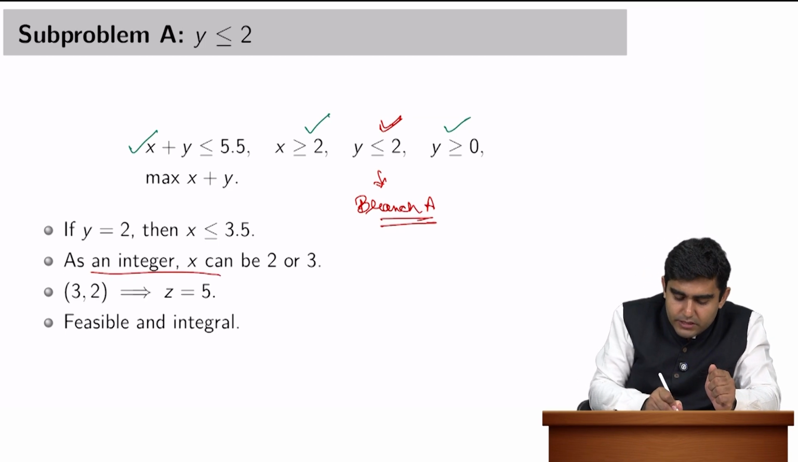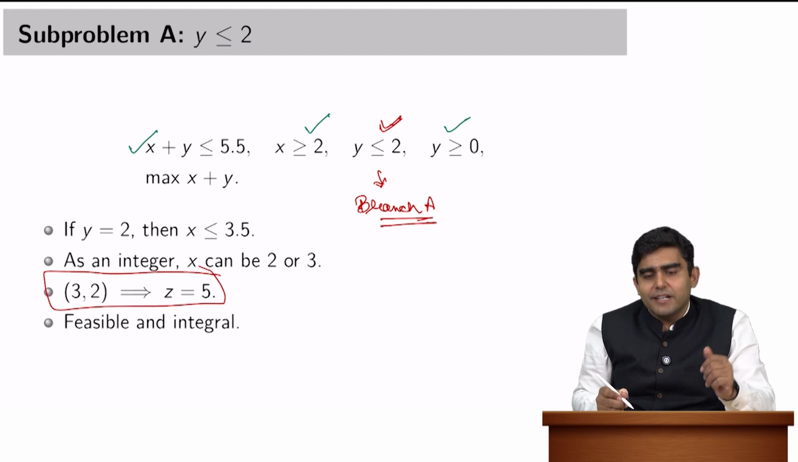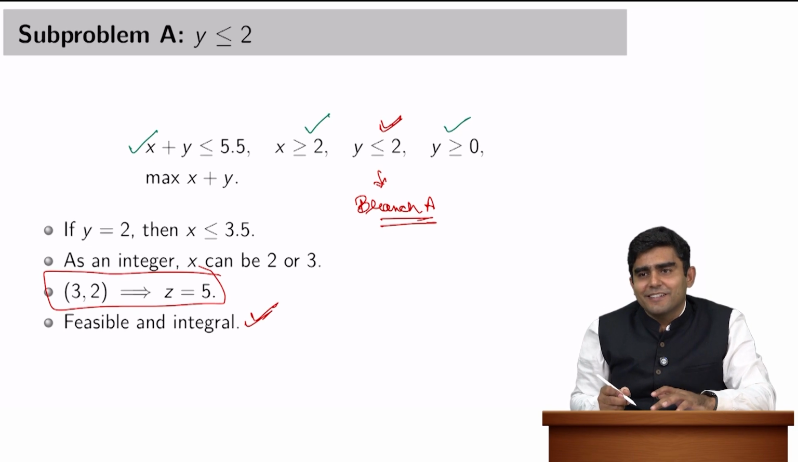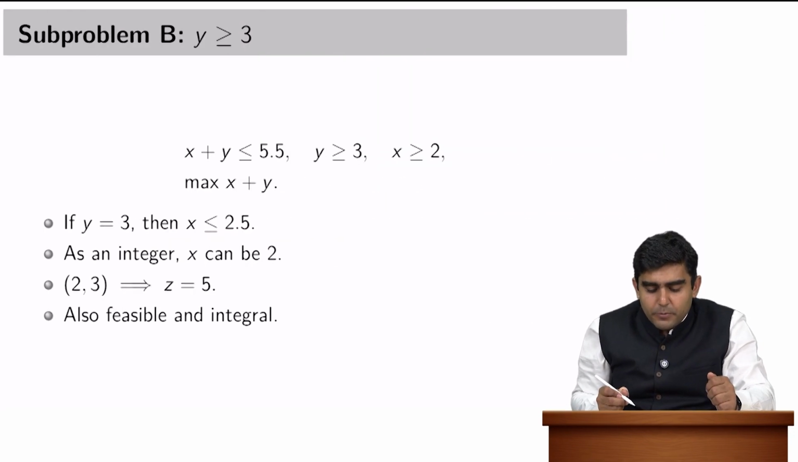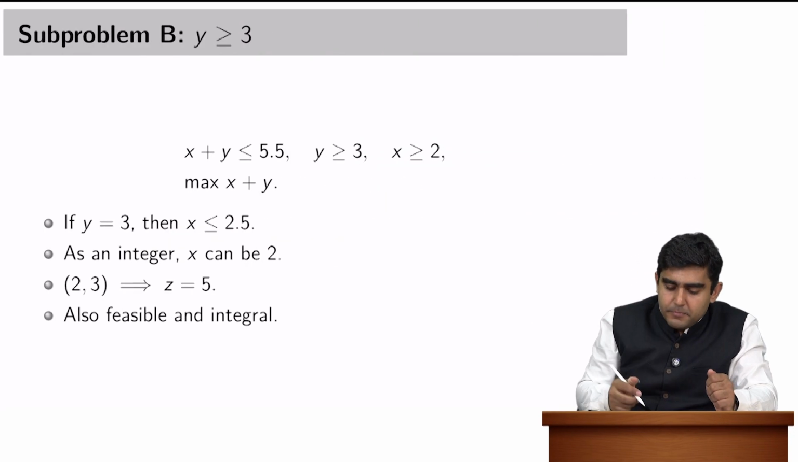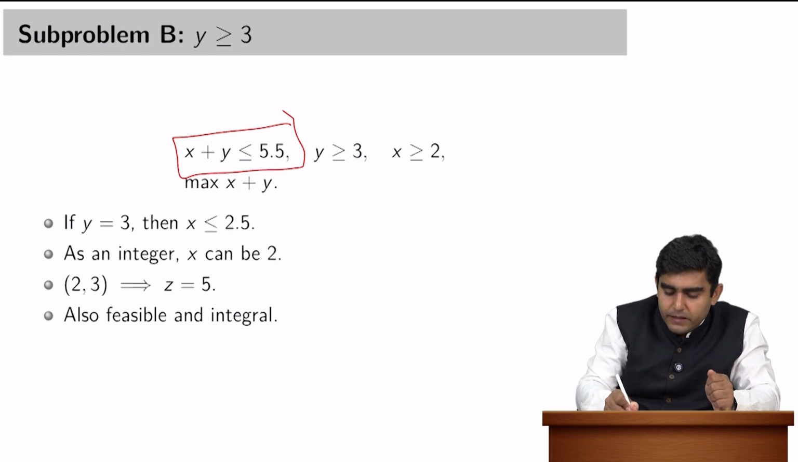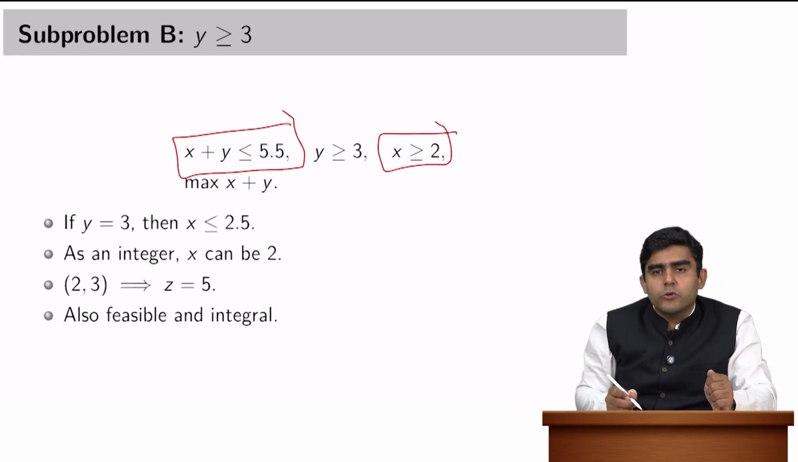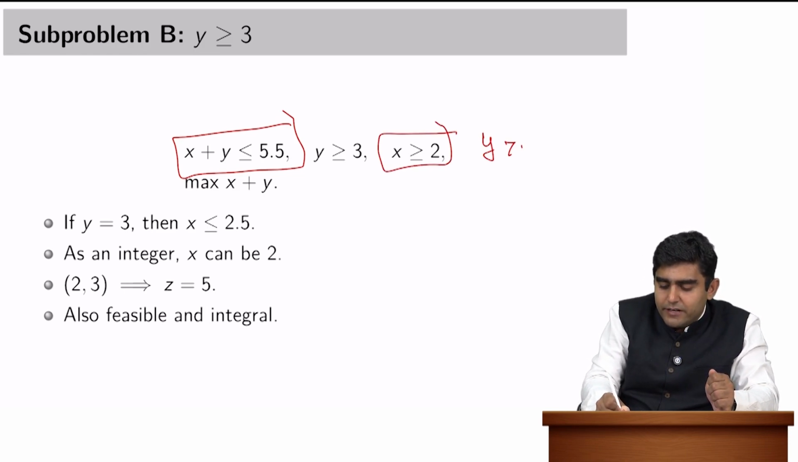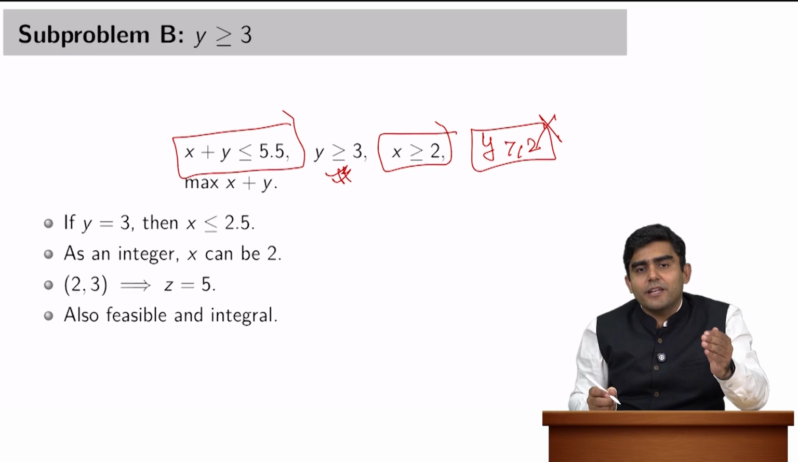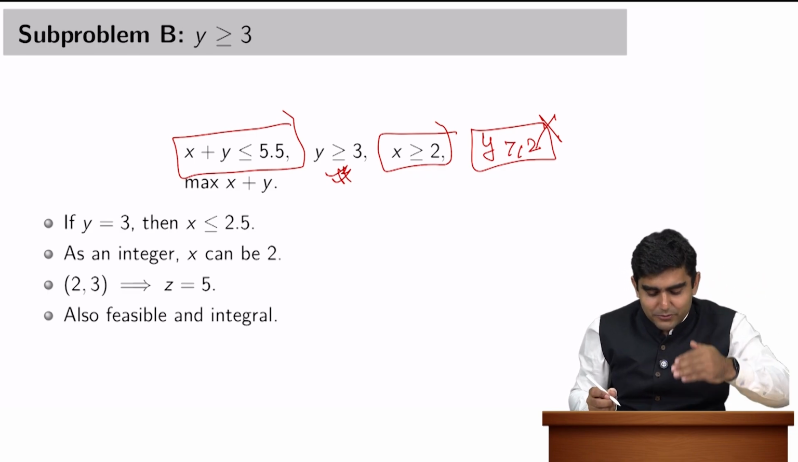I get the solution as 3, 2 or z equal to 5, which is feasible as well as integral. Now I will do the similar problem with sub problem B, where I will say that x plus y is less than equal to 5.5, x is greater than equal to 2. Now I need not write y is greater than equal to 2 because this becomes a redundant constraint because of the branching that I took, which automatically says that y is greater than equal to 3.